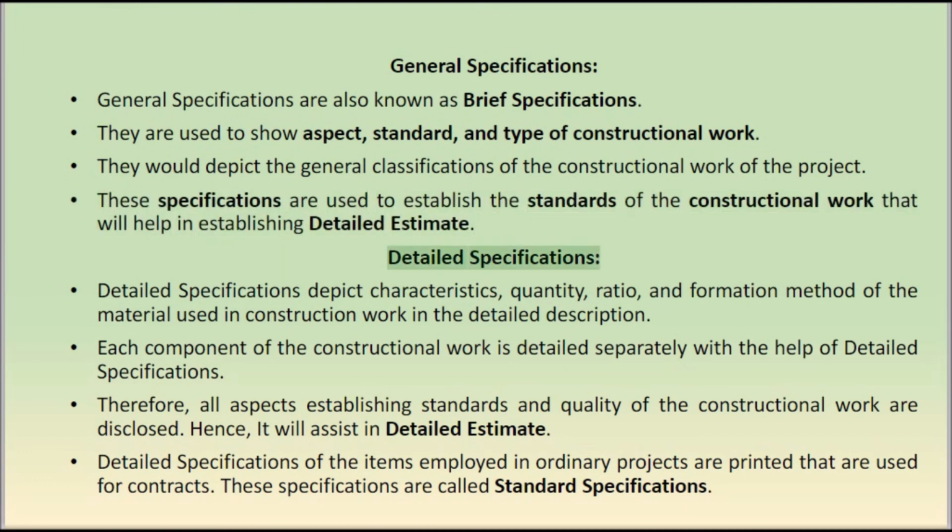Detailed specifications. Detailed specifications depict characteristics, quantity, ratio, and formation method of the material used in construction work in the detailed description. Each component of the constructional work is detailed separately with the help of detailed specifications. Therefore, all aspects establishing standards and quality of the constructional work are disclosed. Hence, it will assist in detailed estimate.